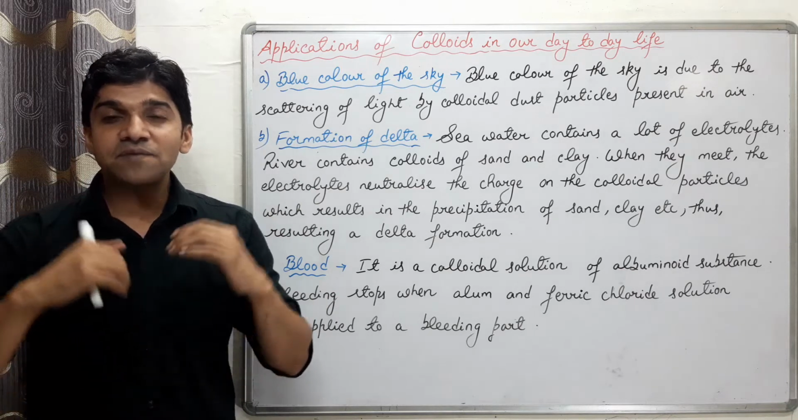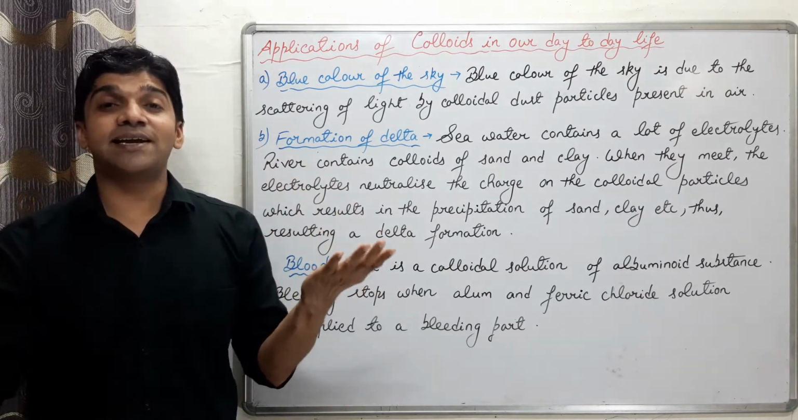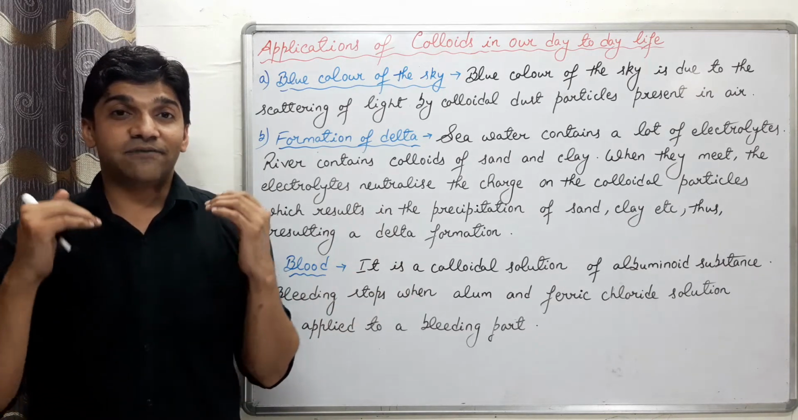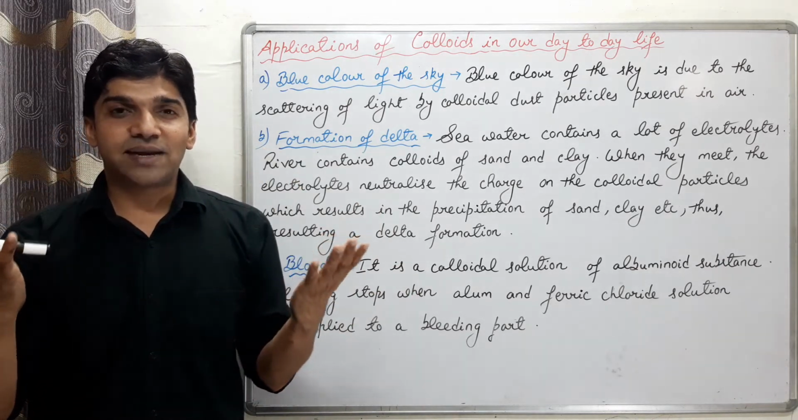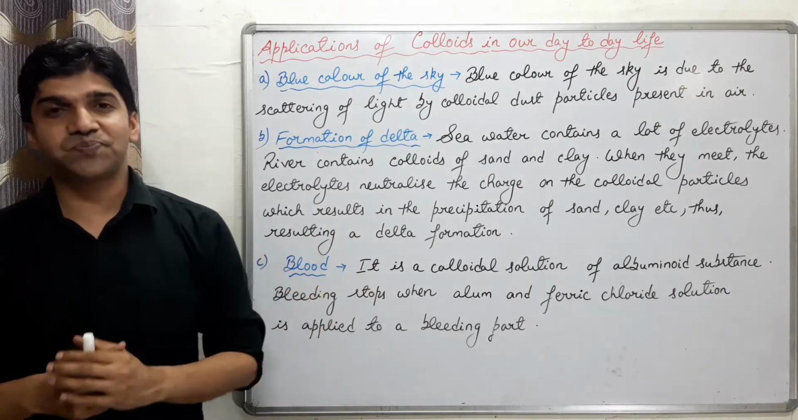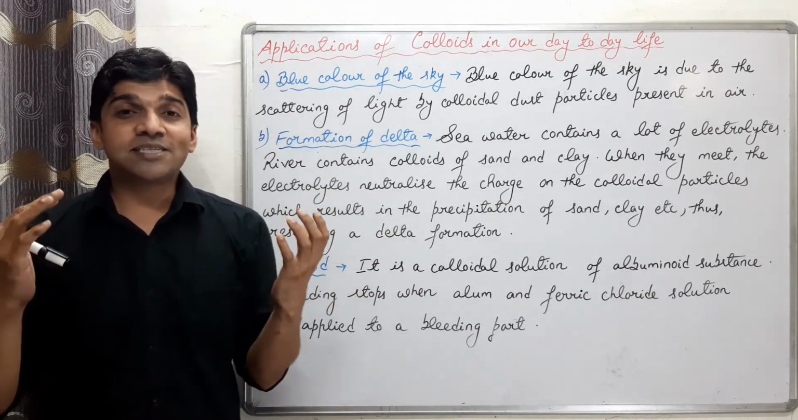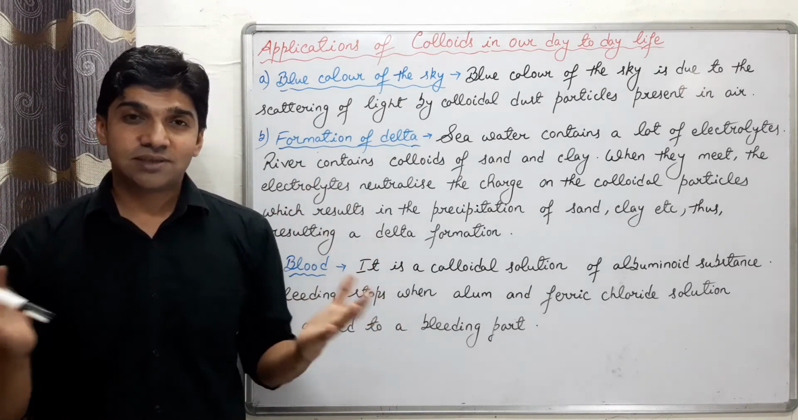क्यों हो रहा है? Because of coagulation of sand and clay. And how does it coagulate? By the effect of electrolytes present in the sea water. Last कर लेते हैं हम blood. So blood is also colloidal in nature.